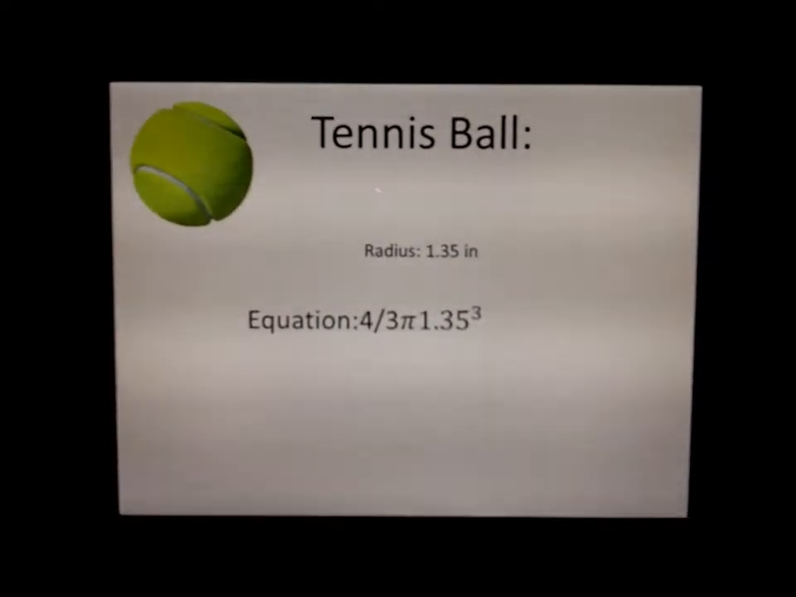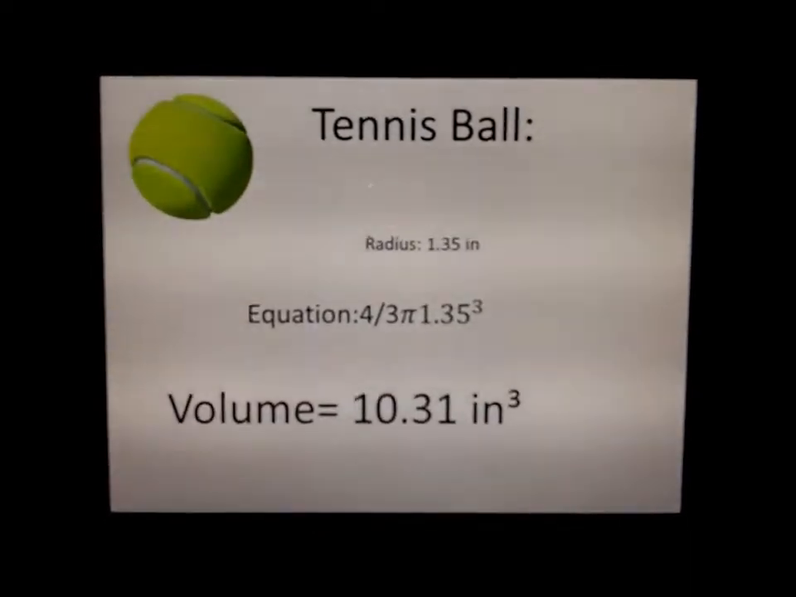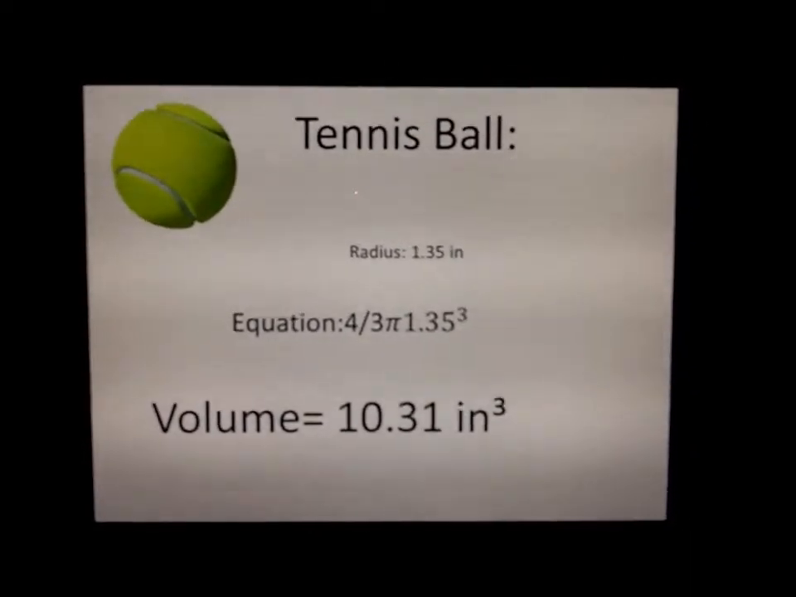To find the volume of a tennis ball, you need the radius, which is 1.35 inches. The equation is 4/3 pi times 1.35 cubed, which ends up with the volume of 10.31 inches cubed.